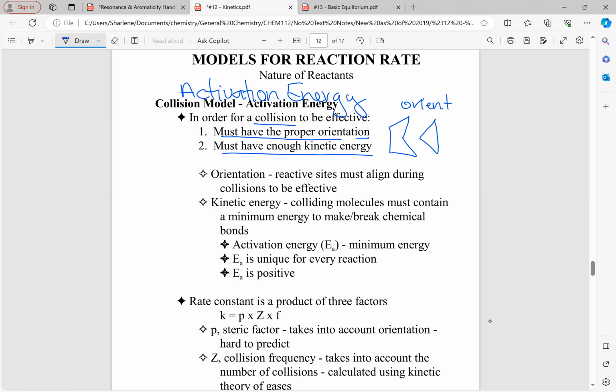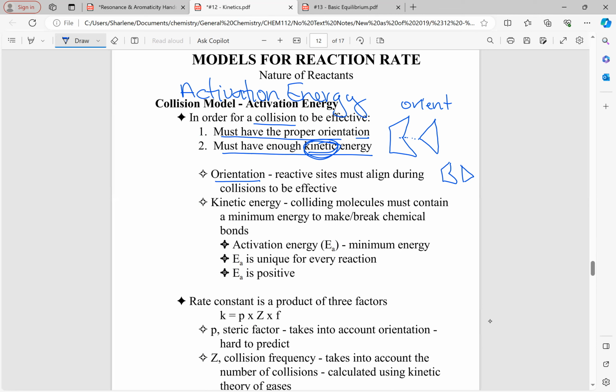Now, are they always going to be in that orientation? No. So maybe one time it's like that. Okay, they do have to align so that they can properly react. But they must also have the kinetic energy that they will bump into each other and actually form a reaction. If they have too much energy, sometimes they can just bounce off. But if they don't have enough energy, the reaction is never going to be started.